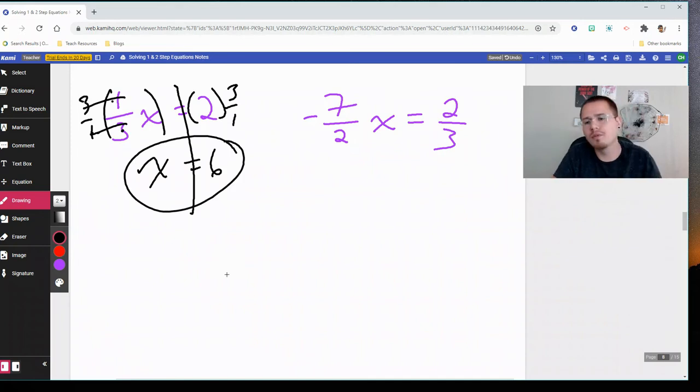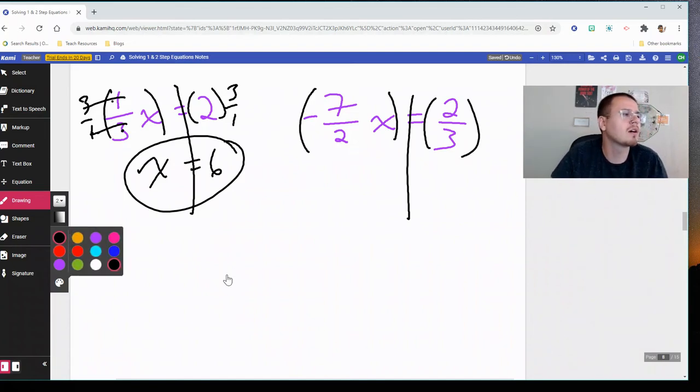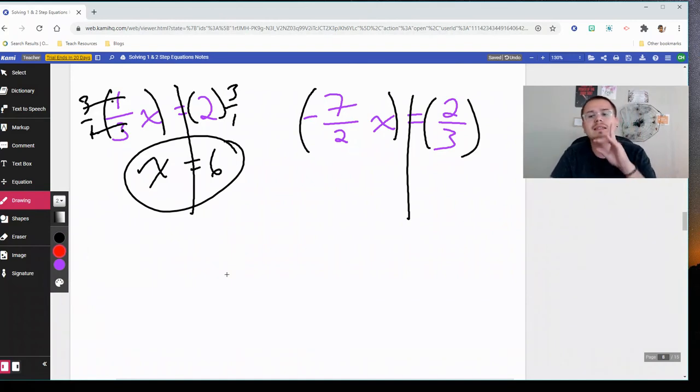Beautiful. This one, you might be like, ooh, fractions both sides. My brain can't. Yes, you can. Train track it. I'm going to change colors because I don't want to get caught up in the other black ink. You're going to multiply both sides by the reciprocal. Now, take note. That's a negative 7 over 2. So we're going to multiply by negative 2 over 7.